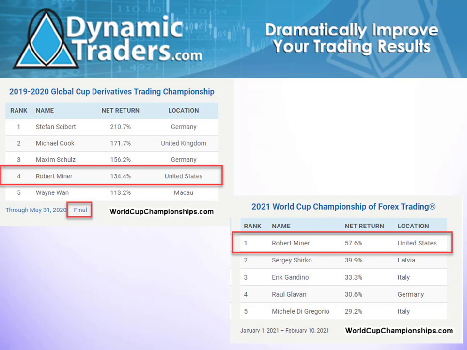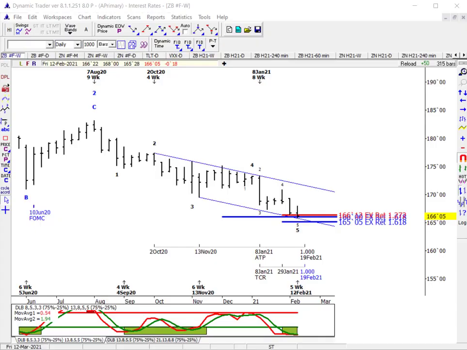Okay, let's get started. We're going to take a look at bonds and notes this week, and even if you don't trade futures or options or the ETFs for bonds or notes, you're going to learn how to apply some of this time, price, pattern, multiple time frame techniques to whatever market that you trade.